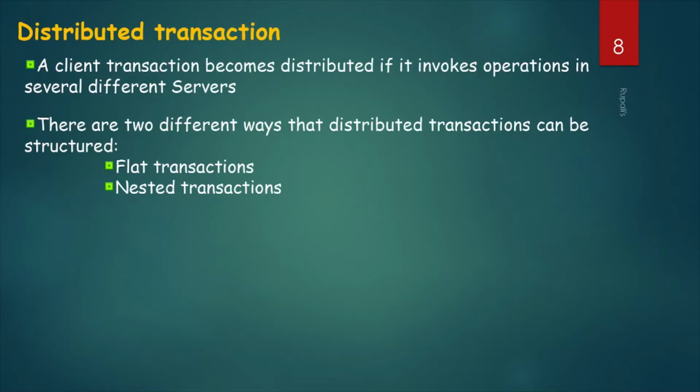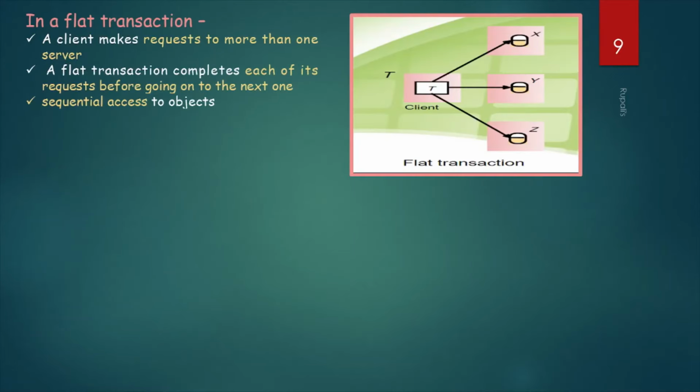Distributed transaction. When can we call a transaction a distributed transaction? When a client transaction invokes operations in several different servers, then that transaction is called a distributed transaction. There are two different ways. One is the flat transaction, another is the nested transaction. In a flat transaction, a client makes requests to more than one server. So this is our client machine and it makes requests to more than one server.